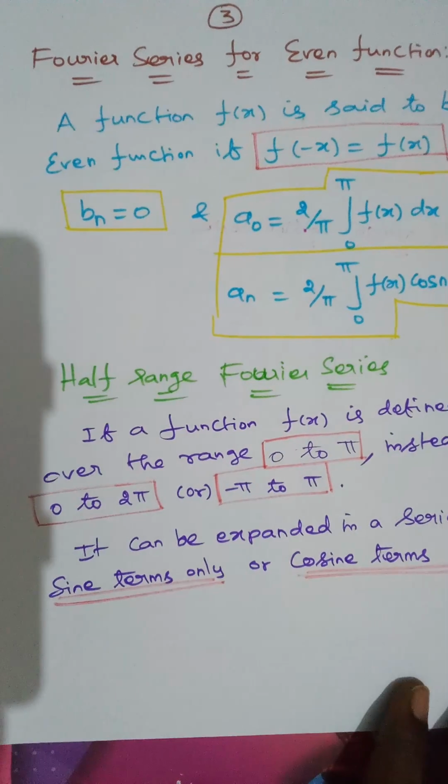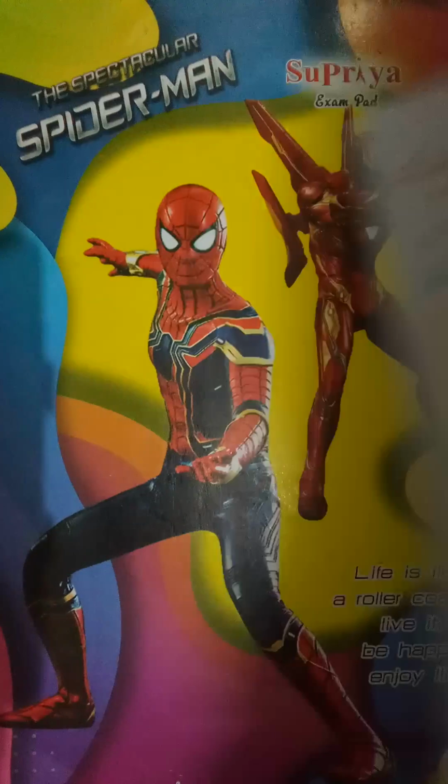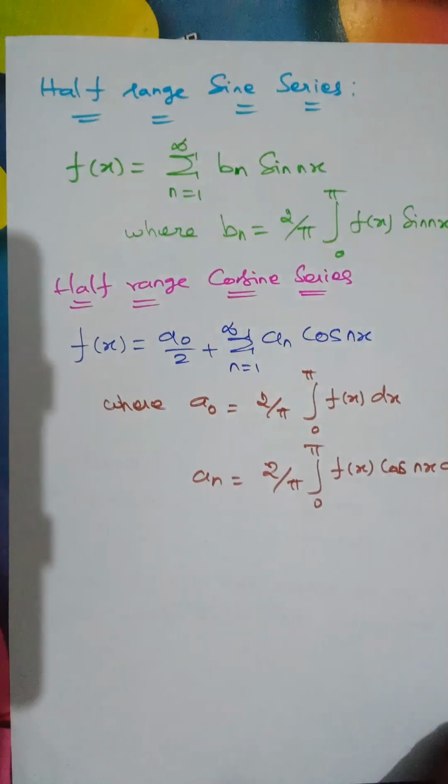The next important thing, half range Fourier series. If a function f of x is defined over the range 0 to pi instead of 0 to 2 pi or minus pi to plus pi, so we have only 0 to pi, it is called a half range series. It can be expanded in a series of sine terms only or cosine terms only. So if the function is a half-range Fourier series, either it can be extended as a sine series or a cosine series, isn't it?